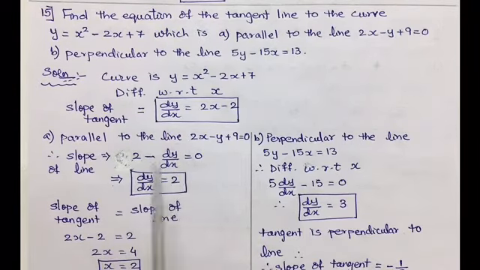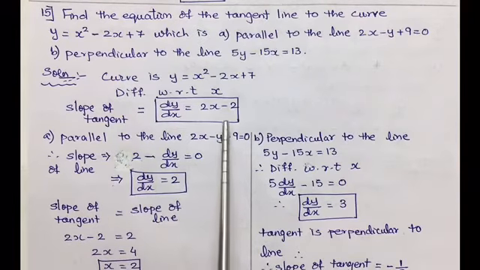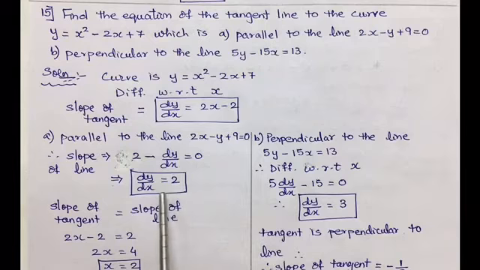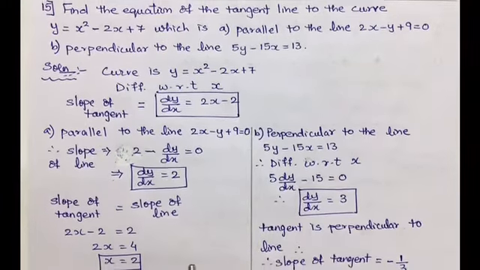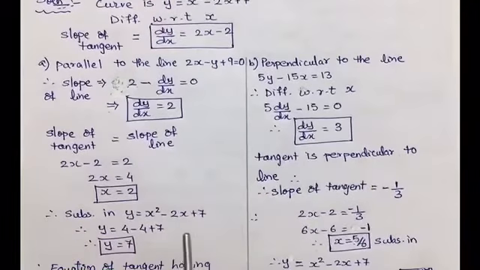As the lines are parallel, the slopes will be equal. That is, slope of tangent will be equal to slope of line. So equating tangent equal to line, we get 2x minus 2 equal to 2. The slopes are equated. Simplifying it, we get the value of x as 2. So the value of x we got here is 2.